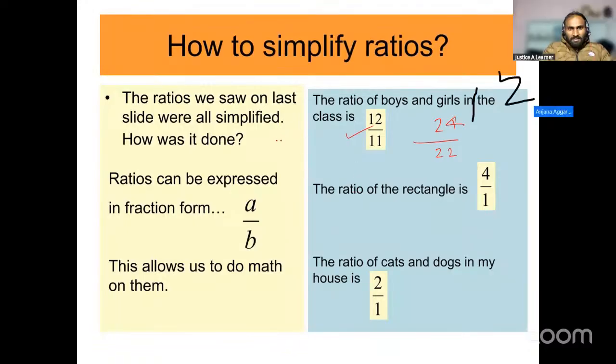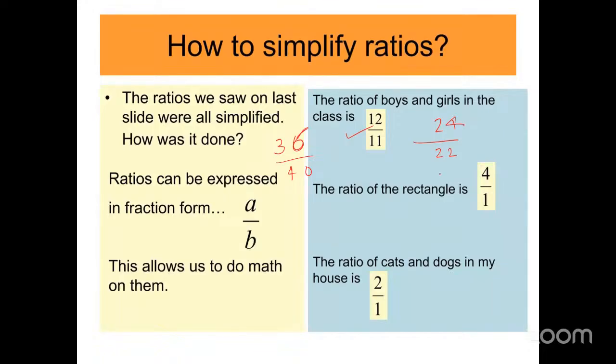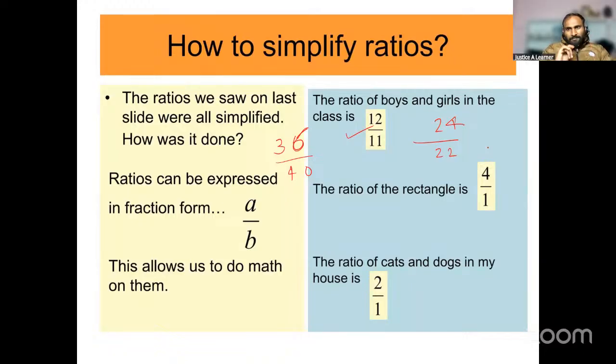If I give you another question, can you do that as well? So 36, and then this is 40. Can you simplify that? The answer would be... wait... 18 and 20, but then they can also be simplified. So instead of 18 and 20, 9 and 10.